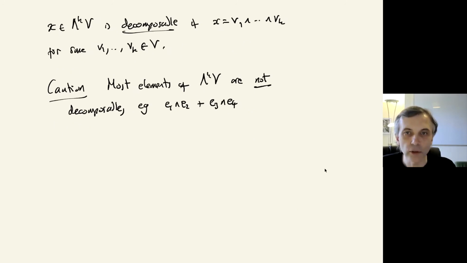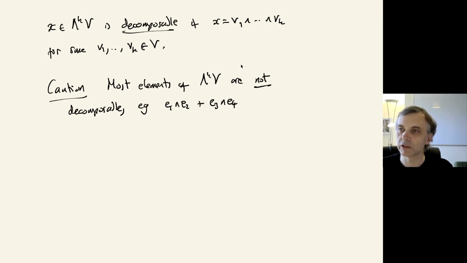One caution. If you haven't met the exterior product before, it's natural to expect things to be decomposable. What does decomposable mean? It means you can write them as a wedge of some vectors. So X is decomposable if you can write it as V1 wedge ... wedge Vk for some choice of V1 up to Vk. And the caution here is that most elements are not decomposable.